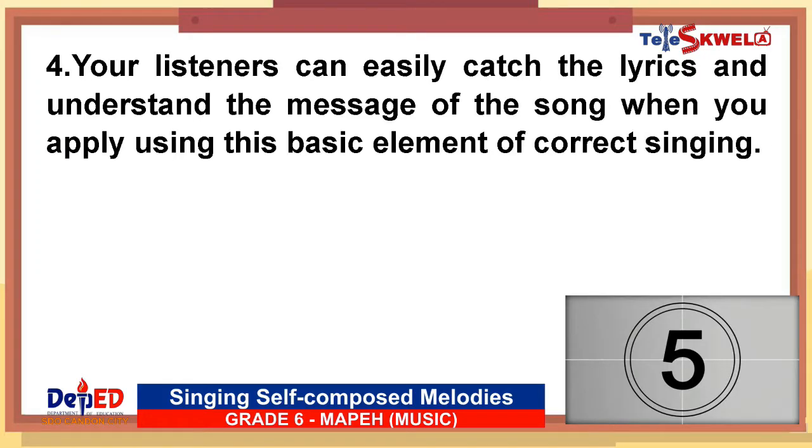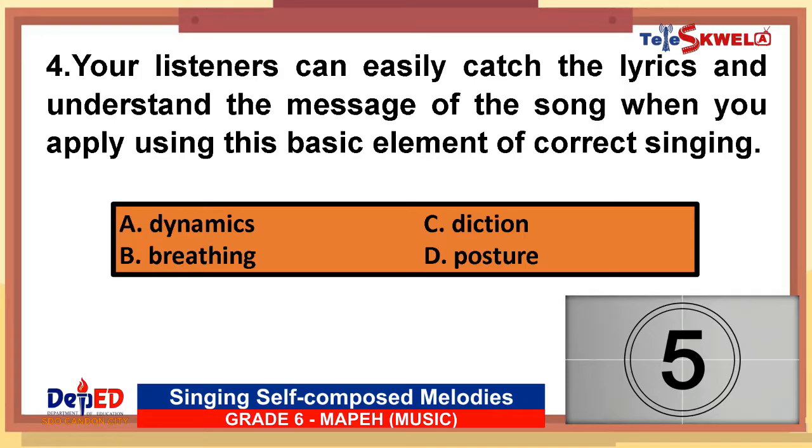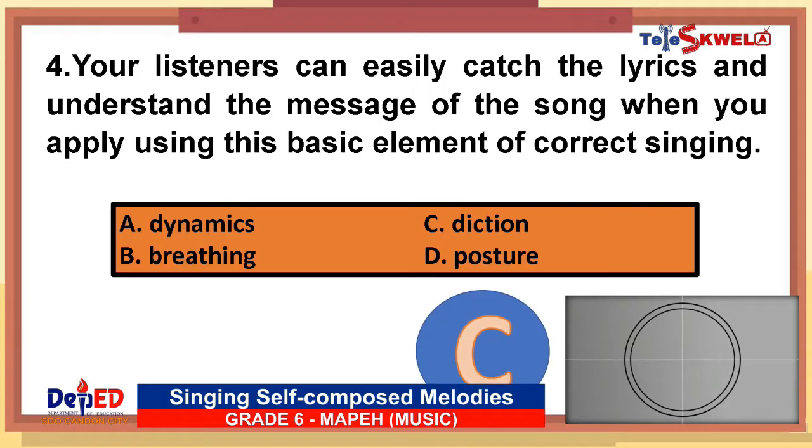Number 4. Your listeners can easily catch the lyrics and understand the message of the song when you apply this basic element of correct singing. Choices are letter A, dynamics, letter B, breathing, letter C, diction, and letter D, posture. Timer starts now. The correct answer is letter C.